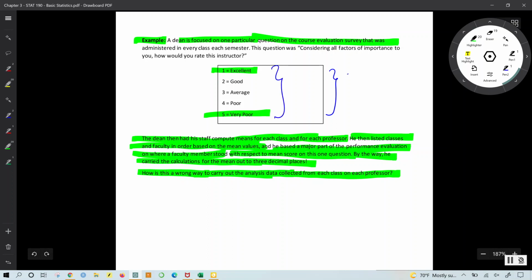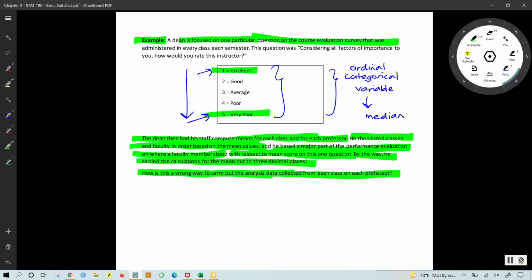These data values represent categorical variables because an instructor that's rated excellent is not in the same group as an instructor who has been rated very poor. They're in different groups or categories. Then there is an ordering structure here, from excellent down to very poor. So this is an ordinal categorical variable. Now you recall that whenever we're dealing with an ordinal categorical variable, the value that should concern us is the median, not the mode and not the mean. In fact, we never compute the mean for categorical variables. So this is important to note.